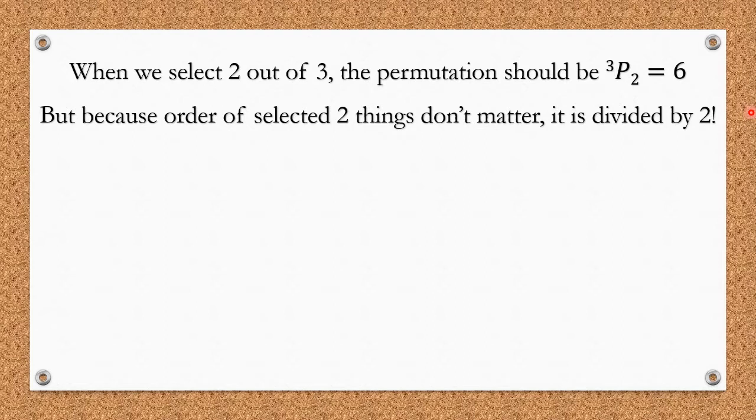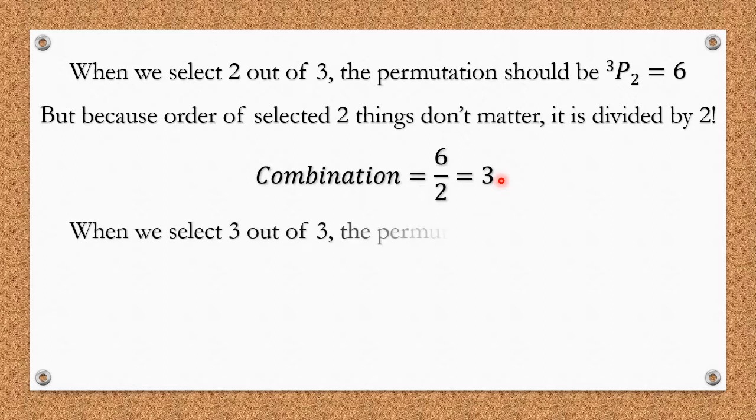Here I am doing something similar, because it doesn't matter whether r comes first or g comes first or b comes first. I am dividing it by the number of selection values. If I am selecting 2 values, I am dividing my permutation by 2 factorial, because they are interchangeable. So the combination here will be 6 upon 2 factorial, 2. The answer will be 3 options.